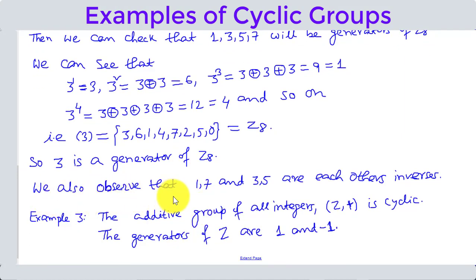We also observe that 1, 7 and 3, 5 are each other's inverses, because 1 plus 7 is equal to 8 is equal to 0 and 3 plus 5 is equal to 8 is equal to 0. Also 4 is inverse of 4, that is 4 is self inverse.